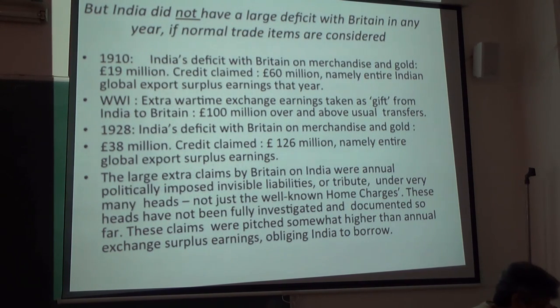Now these are just illustrative. This is something which went on year after year after year. So the extra claims by Britain on India were annual, politically imposed invisible liabilities or tribute under very many heads, not just the well-known home charges. These heads have not been fully investigated and documented so far. All these invisible charges were pitched somewhat higher than the annual exchange surplus earnings, obliging India to borrow.